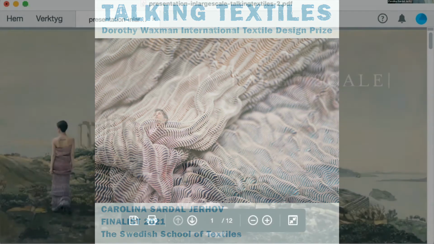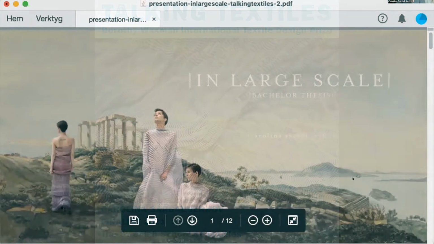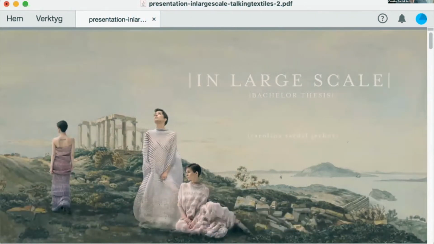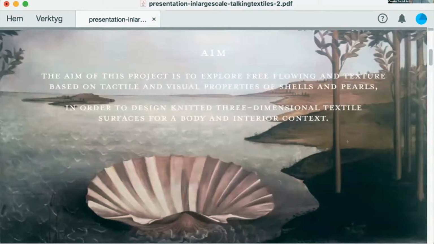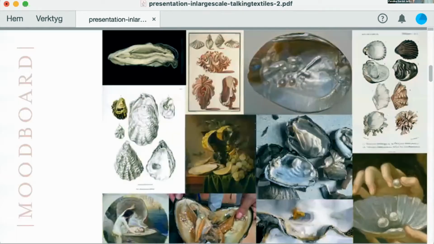Okay, so my name is Carolina, and I will present my bachelor thesis in large scale. The aim of the project was to explore free-flowing form and texture based on tactile and visual properties of shells and pearls in order to design knitted three-dimensional textile surfaces for body and interior context.